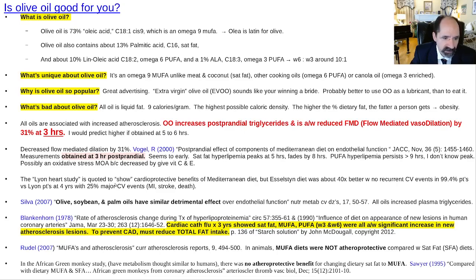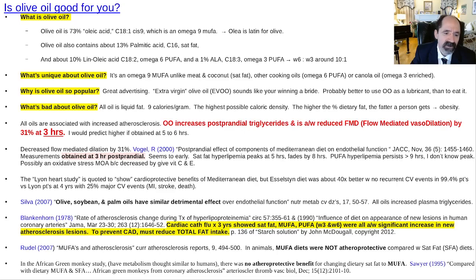Blankenhorn, 1978, did a study on the rate of atherosclerosis change during treatment of hyperlipoproteinemia. And the key finding was with cardiac cath follow-up, that's pretty invasive, intense follow-up. At 3 years, saturated fat, MUFA, PUFA, they all had significant increases in new atherosclerotic lesions. There was no big benefit from any variation of which fat you were eating. And to prevent coronary artery disease, the person needs to reduce their total fat intake. And, by the way, Dr. McDougall has a real nice summary of this in his book, Starch Solution, on page 136. So this is well-known stuff.